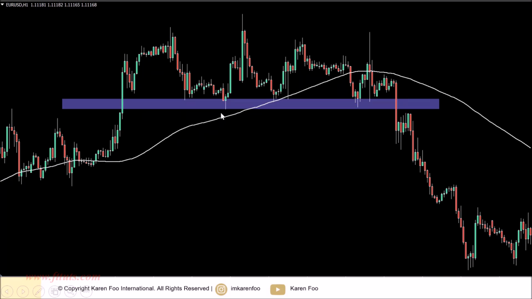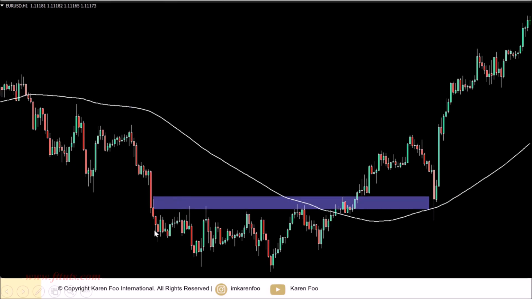SNR is normally used in a ranging market as well, and a ranging, sideways market occurs 70% of the time. So most of the time it will be very useful for you, because markets only trend about 30% of the time.